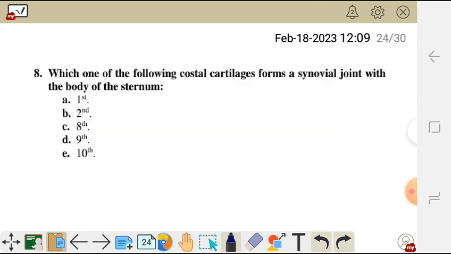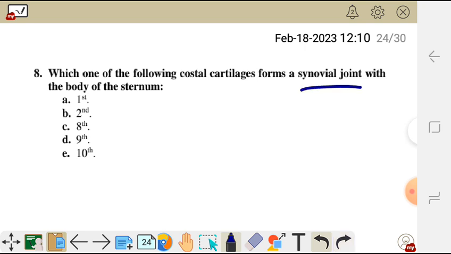Which one of the following costal cartilages forms a synovial joint with the body of the sternum? A, we have the first, B, second, C, eighth, D, ninth, and E, 10th. So which one among these forms a synovial joint with the sternum? So the first costal cartilage, it forms a primary cartilaginous joint. It doesn't form a synovial joint. So that one is out.